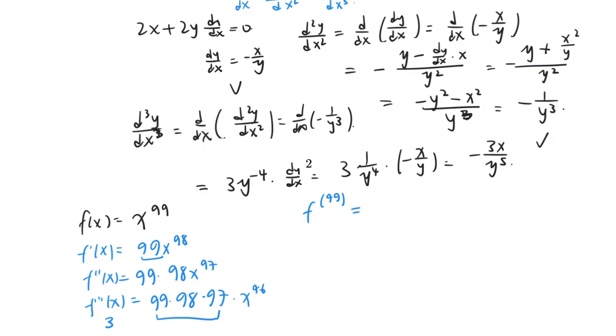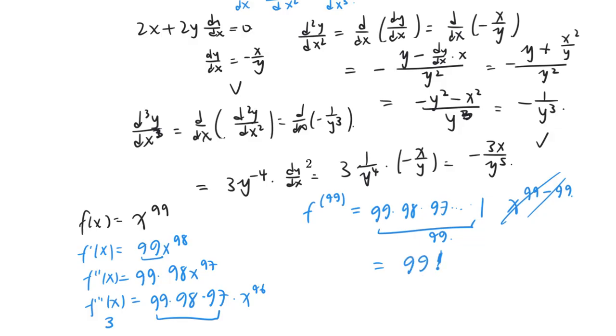So this should be 99 numbers, and according to this pattern, this should be 99 times 98 times 97 all the way until times 1. So this is perfectly 99 numbers. And x's exponent should be x to the 99 minus, every time we take off 1, and we've done this 99 times, so that's x to the 99 minus 99. That becomes x to the 0, so this is 1. And this we can write as 99 factorial.